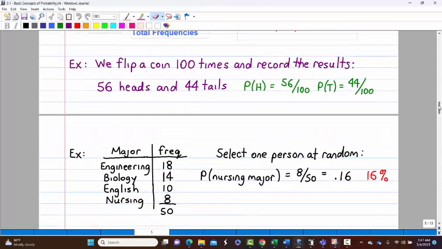So it's just based on this example. We have 4 different majors. The frequency, suppose we just surveyed 50 people and they were only out of these 4 majors. And you said, okay, what would be the probability that you select a nursing major out of that group? There are 8 nursing majors divided by 50 people total. So you would have probability 8 out of 50 is correct, 0.16 is correct, 16% is correct. So essentially it's just 3 different ways to express the same value.